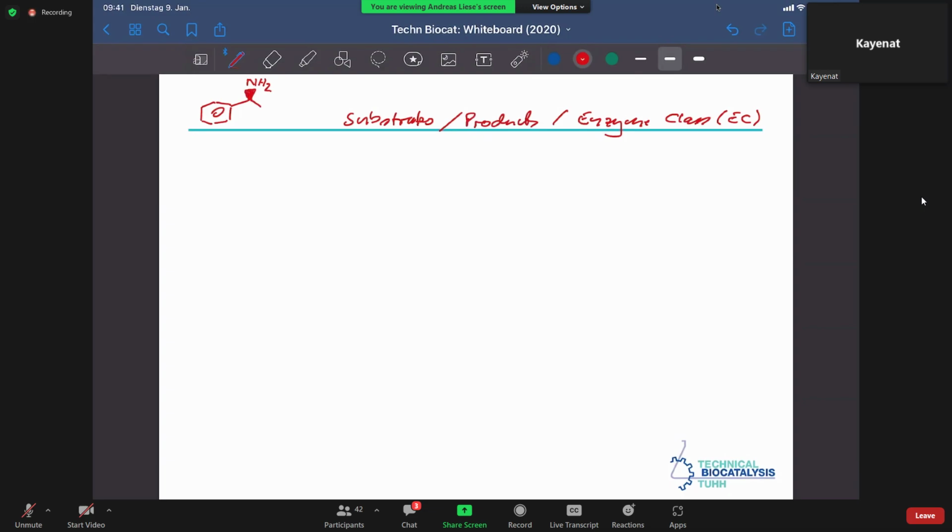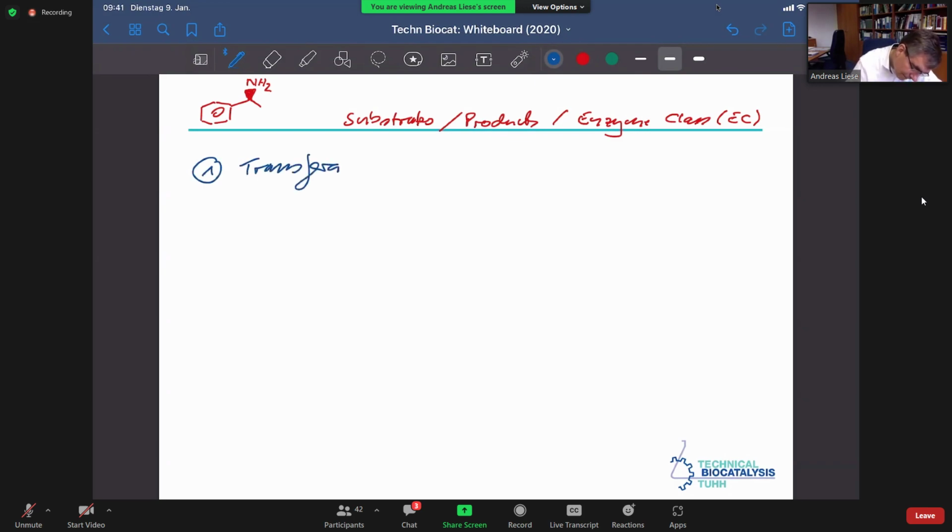Maybe use transferase. Sorry, louder. Transferase. Transferase. Yeah, okay, perfect. Let's start with this one. Good suggestion. So the first example we're talking about is transferase. And transferase, as we know, is an EC enzyme class 2 version here. And specifically, what we're using here is a transaminase.